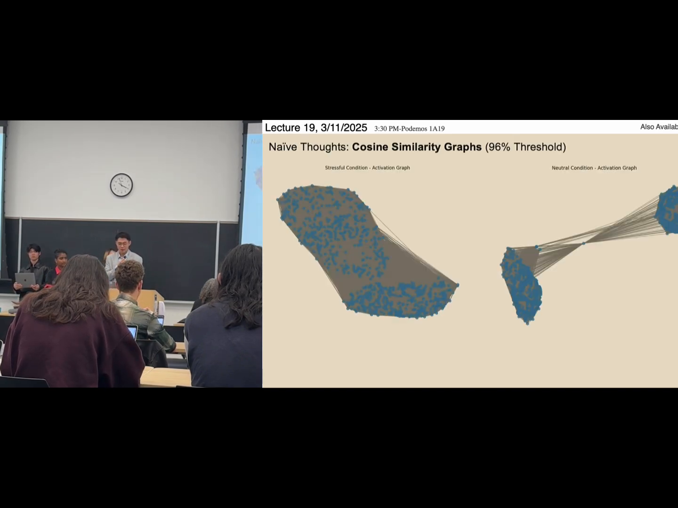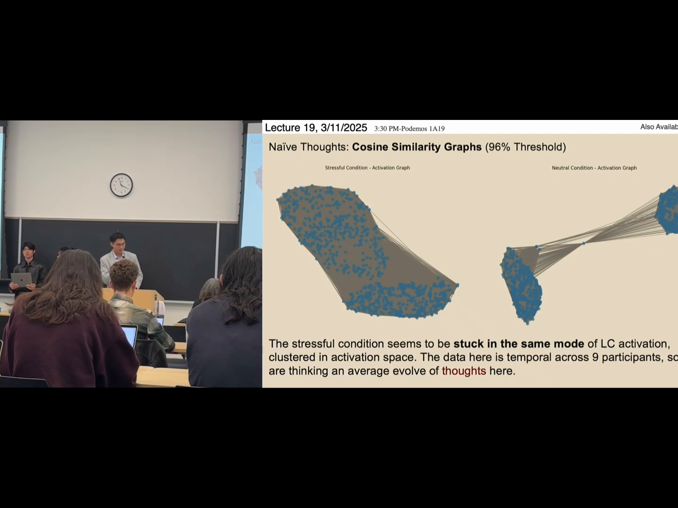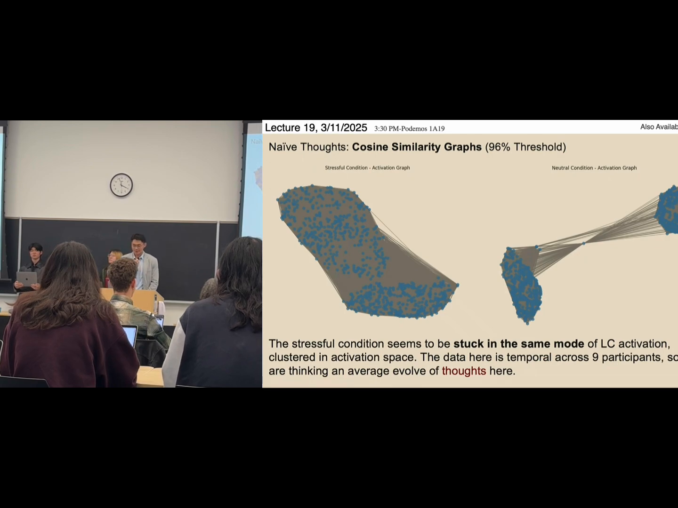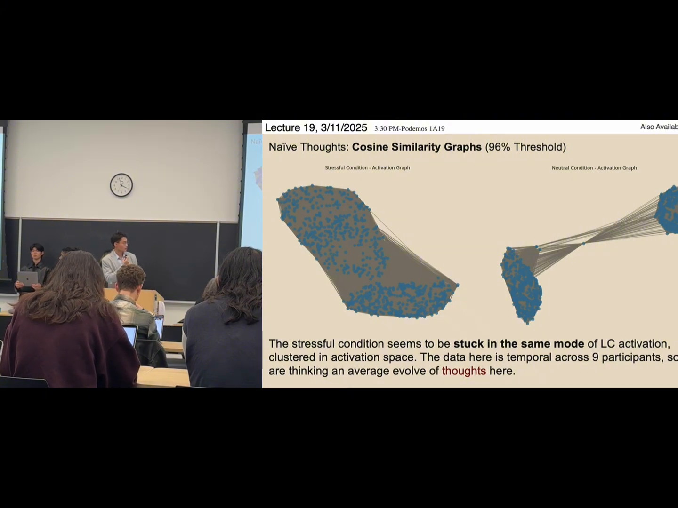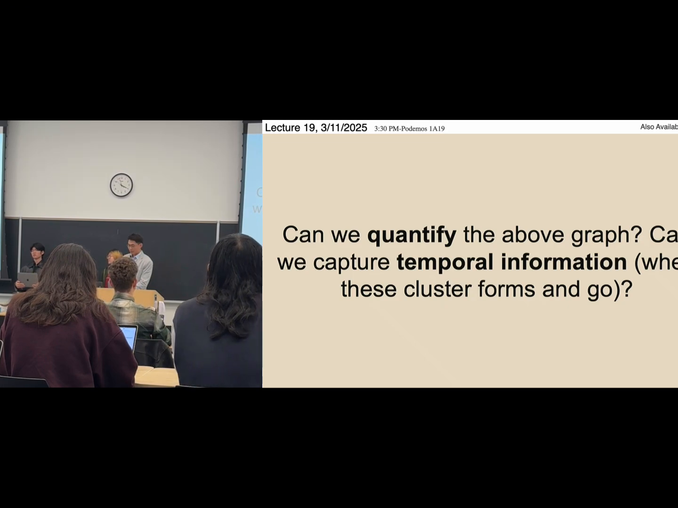So naive thoughts, we do some cosine similarity graphs on the activation space, with this 96% being actually handpicked. Basically we can see that under stressful conditions, all the activations are clustered much more together compared to neutral conditions, which gives us an intuition that stressful conditions maybe do have different activation patterns. But that's not enough, right? Graphs are just graphs.